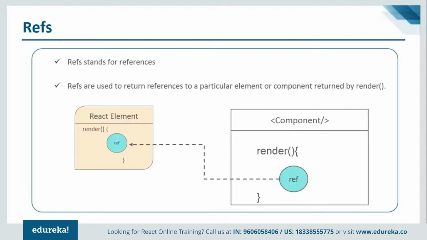Now the ref attribute makes it possible to store a reference to a particular React element or component returned by its component's render function. This can be valuable when you need to reference it from within another component or render function. As you can see here, one of my render functions is returning one reference which is then used by another component's render function. So let's now see how this works practically.